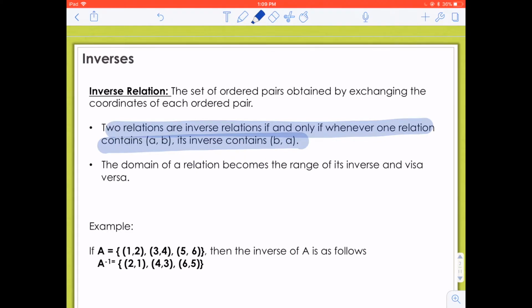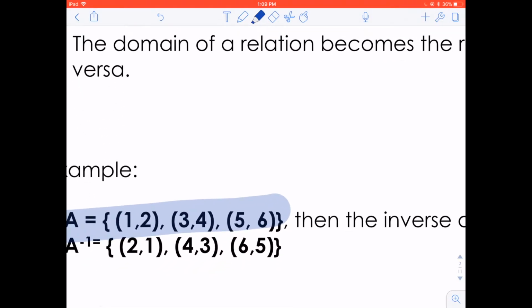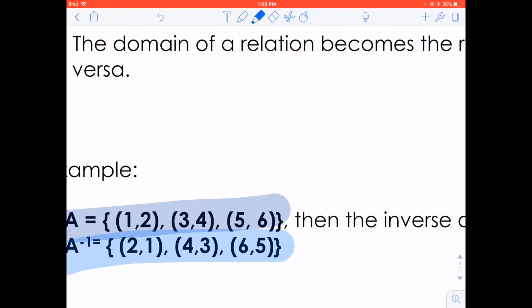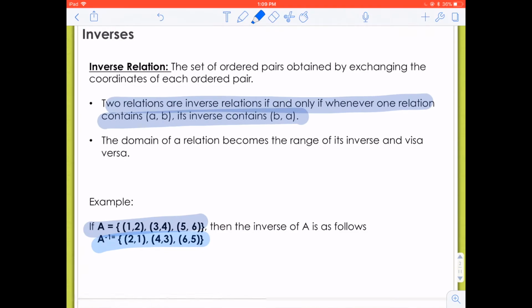Basically, an inverse function is the exact opposite of the original function. So you can see that here in the example below. If I have a function (1, 2), (3, 4), (5, 6), the inverse function is the exact opposite: (2, 1), (4, 3), (6, 5). Again, an inverse relation is the set of ordered pairs obtained by exchanging the coordinates of each ordered pair. So you exchange x and y for both x and y.